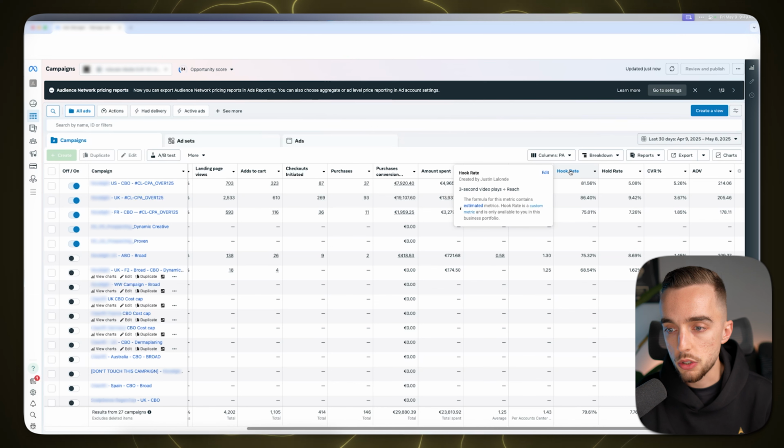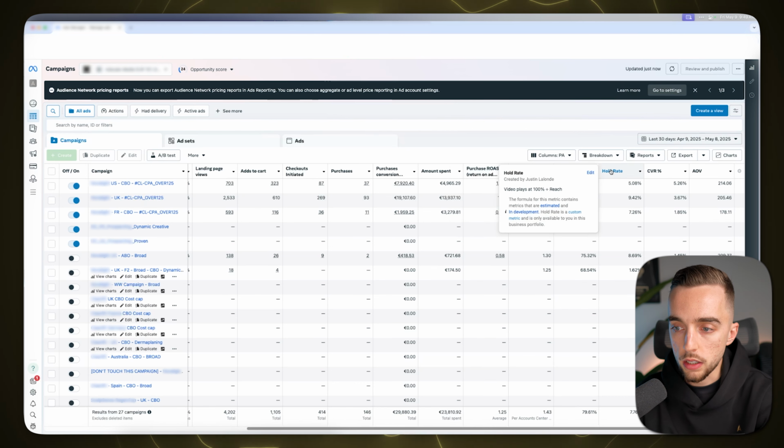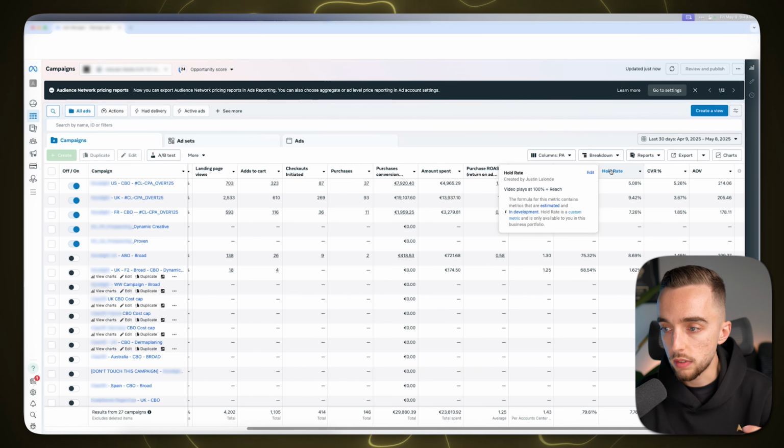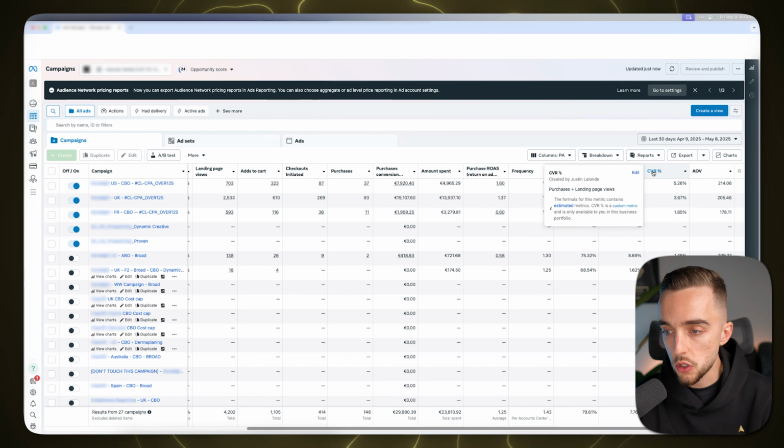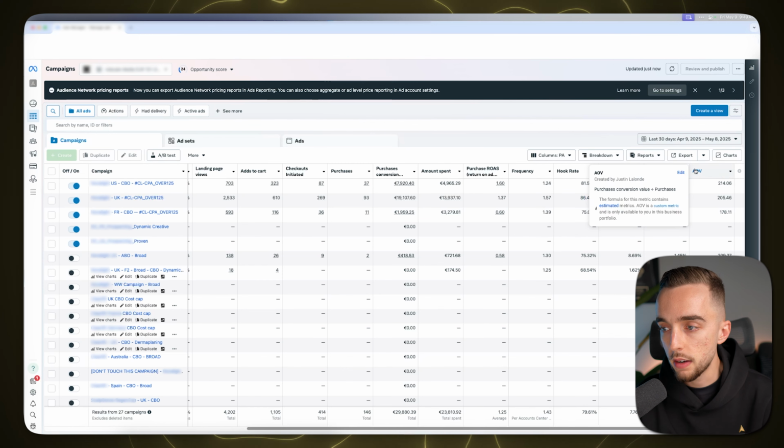So hook rate, which as you can see right here, I do 3-second video plays divided by reach. Then I got hold rate, which is 100% video play divided by reach. Conversion rate right here, so purchases divided by landing page views. And finally, average order value, which is my amount in sales divided by my total amount of purchases.